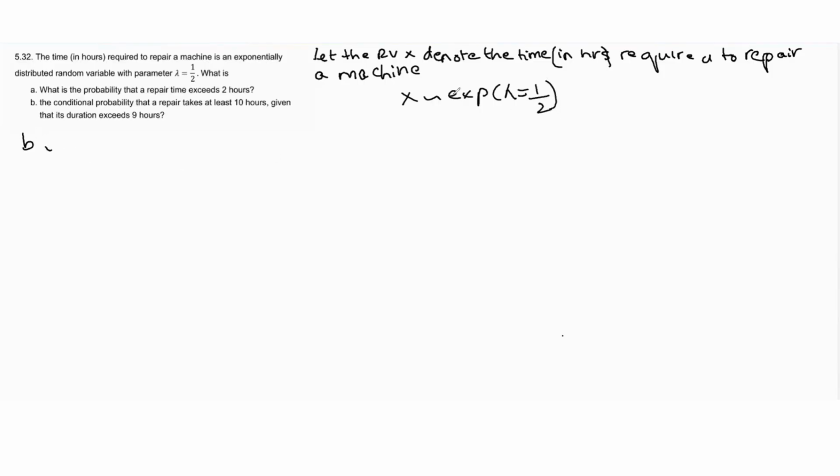Now we want to look at part B. So we want to find the conditional probability that the repair takes at least 10 hours, X is greater than or equal to 10, given that its duration exceeds 9 hours. Remember, with a continuous random variable, the equal to sign does not matter when you're finding probabilities, because the probability that it's equal to a specific value is always 0.